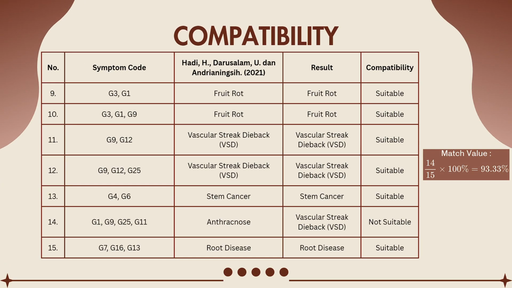The web interface includes a diagnosis page for selecting symptoms, a result page showing ranked probabilities, a history page for tracking past diagnoses, and a description page with treatment recommendations. This design makes the system easy for farmers to use and understand. Overall, the cocoa plant diagnosis system provides fast, accurate, and accessible diagnosis, helping farmers manage cocoa plant health more effectively.